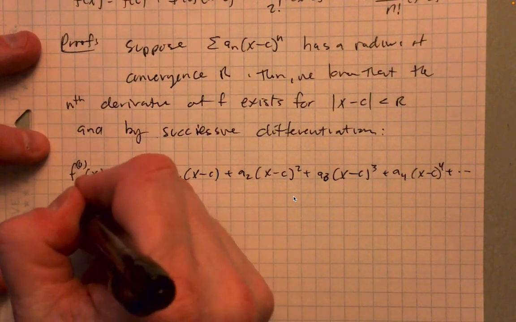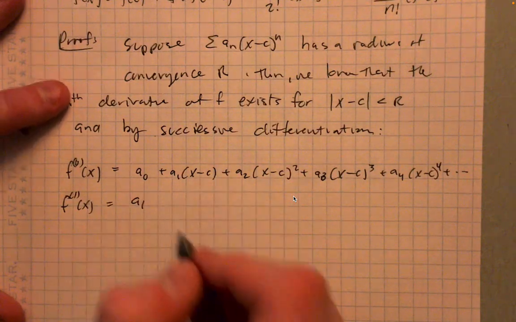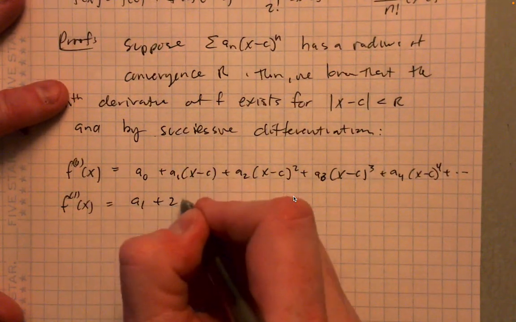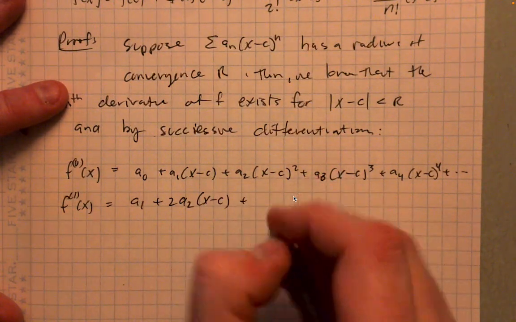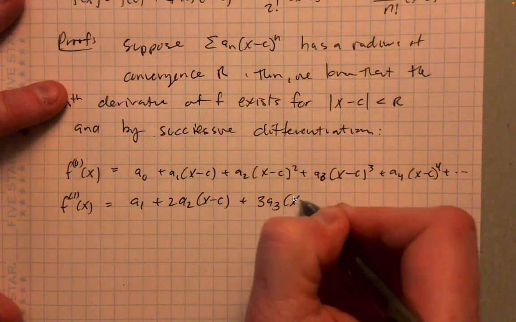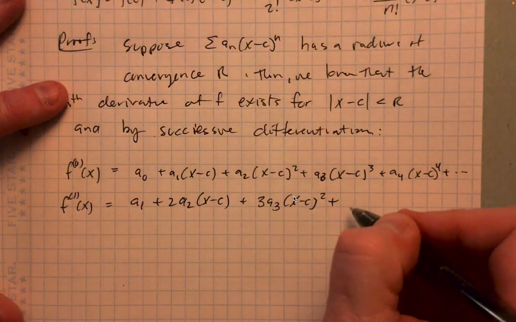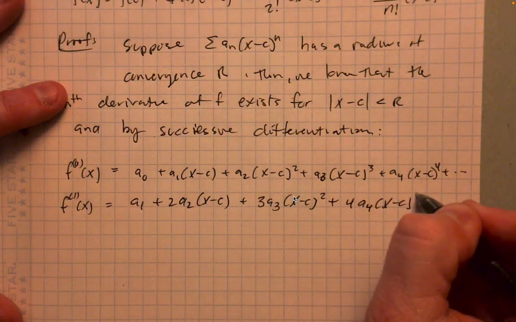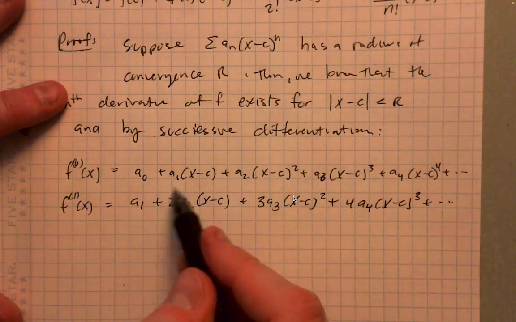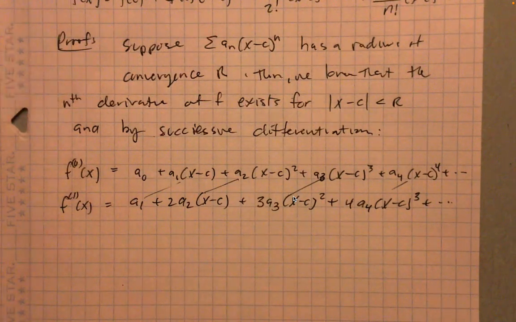Then what's the first derivative? Well, we've seen this before. It's a1 plus 2a2 times x minus c plus 3a3 times x minus c squared plus 4a4 times x minus c to the third power, and so on. Because as we differentiate, that constant on the front is going to drop out.